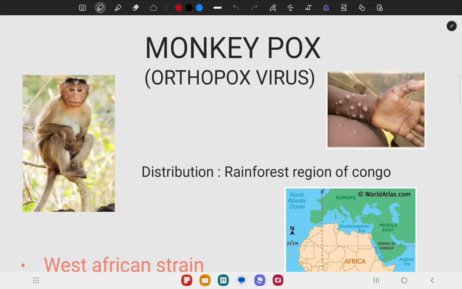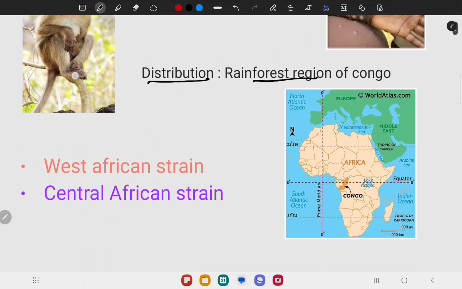Actually, monkeypox is a zoonotic disease. It spreads from animals to humans, and it is an orthopox virus. Okay, so where can we see the virus most commonly, like its distribution? It's most commonly found in the rainforest region of the Congo. So this is Africa.